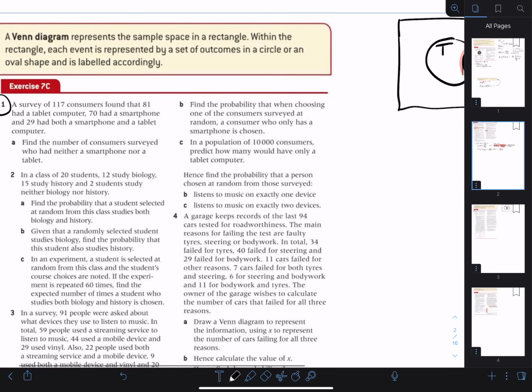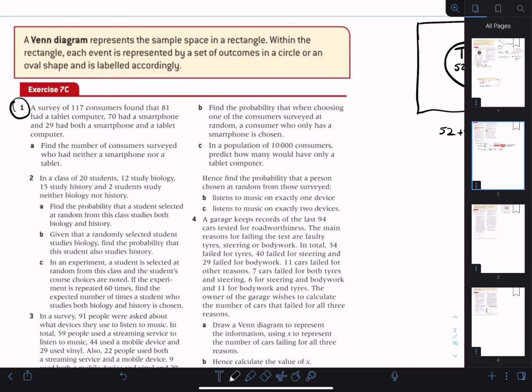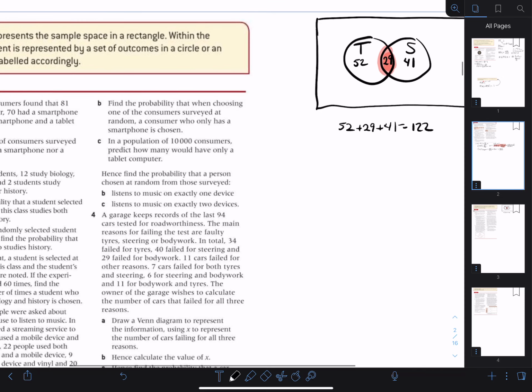And then 81 had tablets. Same deal there: 81, so that would be 52 who only have tablets. 29 have tablets and smartphones, so that adds up to 81 people in total. Now, if I add those up, I got 52 plus 29 plus 41. I'm just that lazy right now, I'm going to use a calculator. 122. And they say there's 117. What did I calculate wrong here? That's not possible.